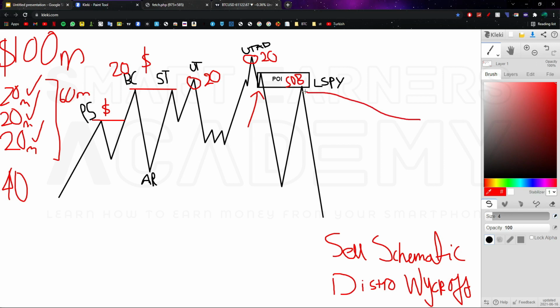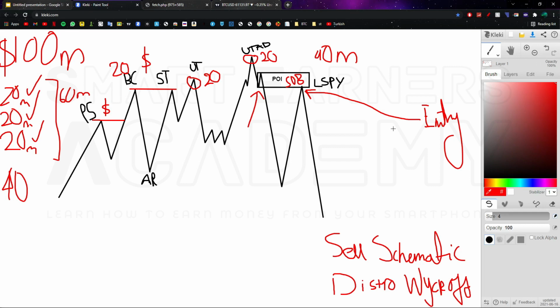And then we will get the mitigation of this through the last point of supply, right? And this is where smart money will sell off everything that they've got, right? 40 million left, and then we'll see a massive reaction and this is where we'll get our entry from, right? So this is what I'll mark out, right? And yeah, that's all there is for Wyckoff distribution.